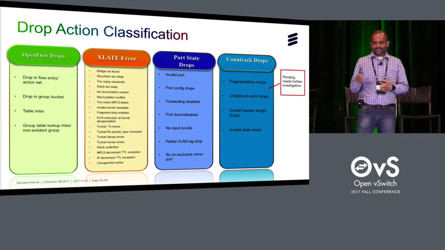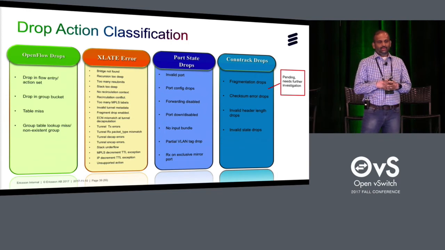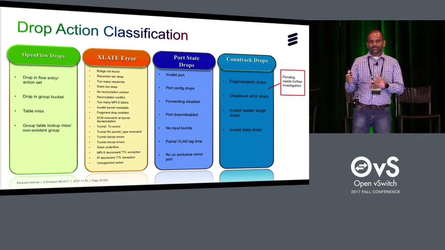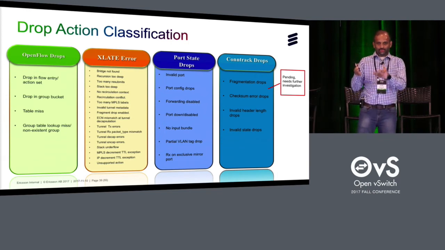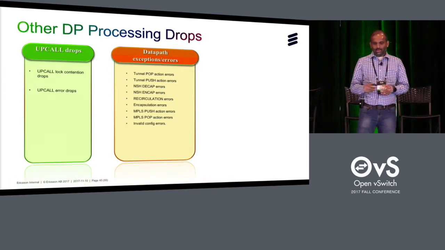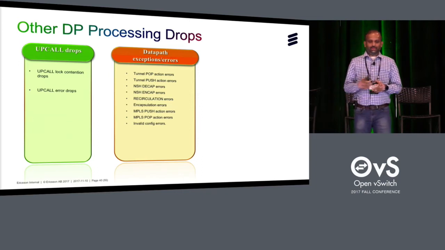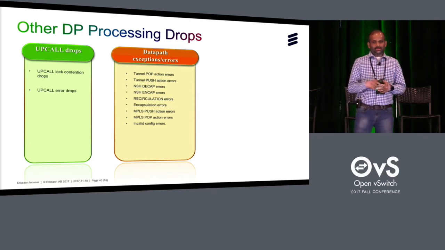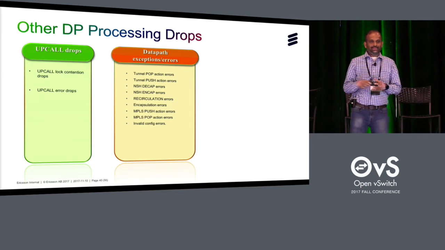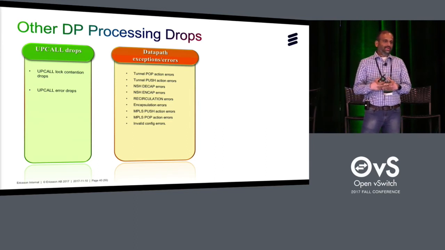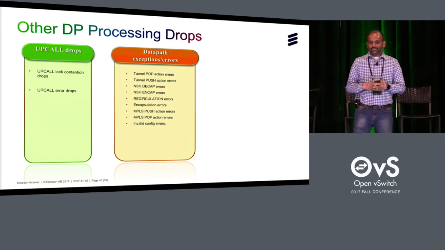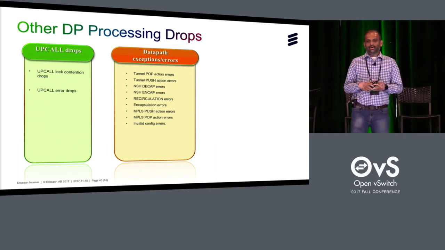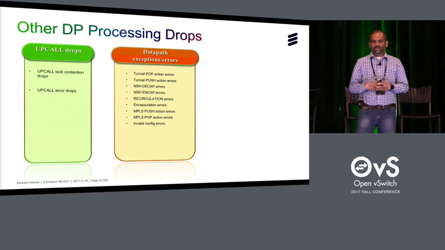This is still pending work and needs further investigation. The idea here is that any drops happening as part of the connection tracking processing should be classified under this bucket. And other data path processing drops are upcall drops. These account for any drops happening while initiating the upcall, or the explicit drops happening because of an error returned as part of the upcall processing. And data path exception drops account for all the errors and exceptions happening during the data path processing.